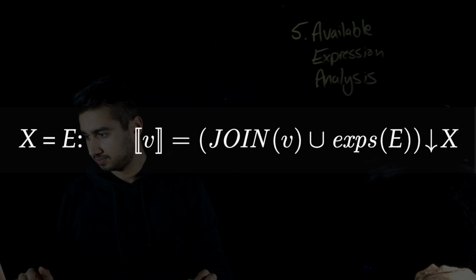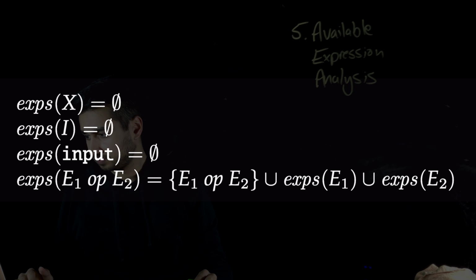Assignments will be modeled as follows. We're unioning together join with this function exps of e, and then we're taking those together and applying this function down of x on it. And down x removes all expressions that contain the variable x, and this function exps is defined as follows. It's basically just collecting all non-trivial expressions.